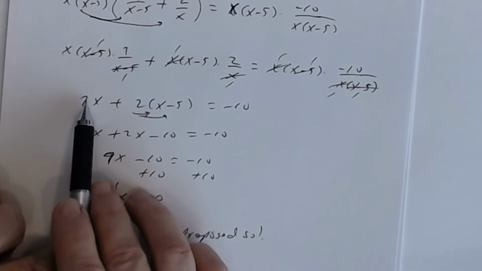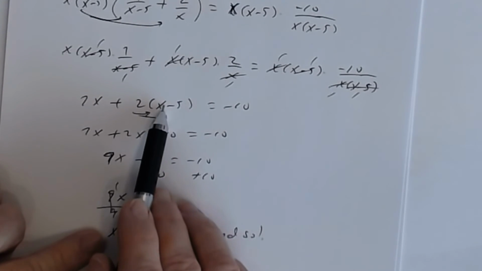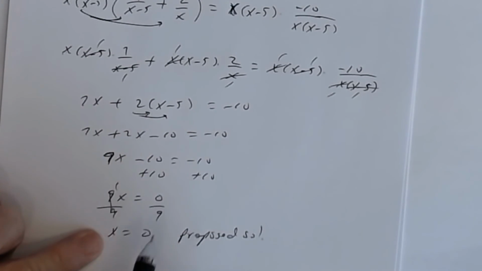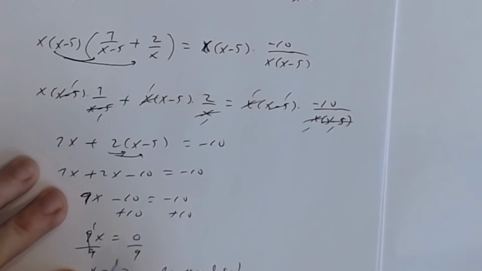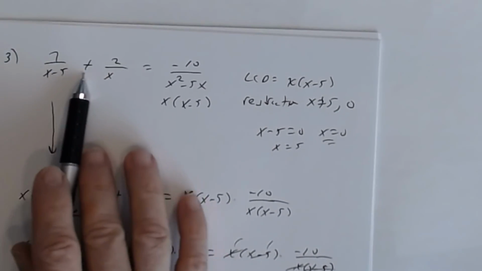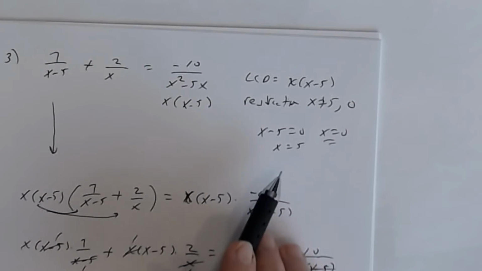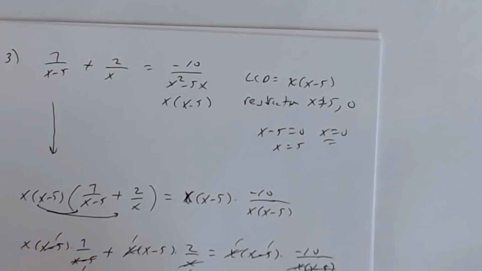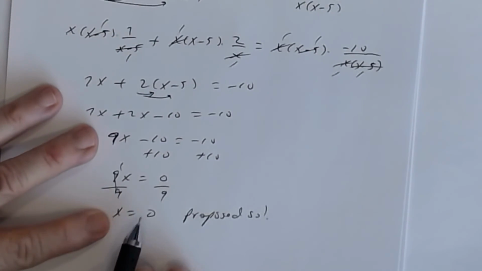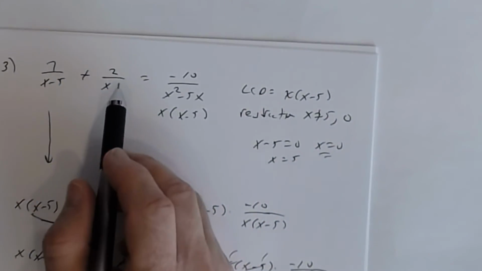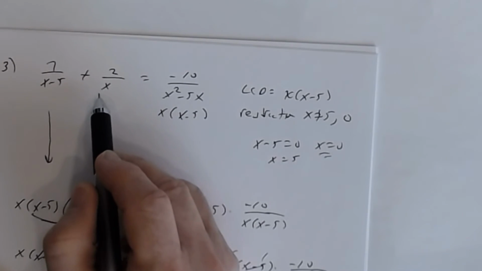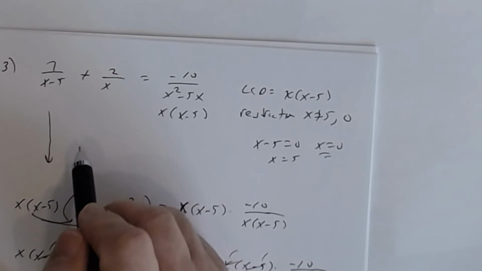So again, 7 times 0 is 0. 0 minus 5 is a negative 5. 2 times a negative 5 is a negative 10. But the problem is, is it a solution to the original equation, to this rational equation? And the answer is no, because 0 was a restriction. Because see, if you look at x equals 0 and you substitute it into this one, you get 2 divided by 0, which is undefined.